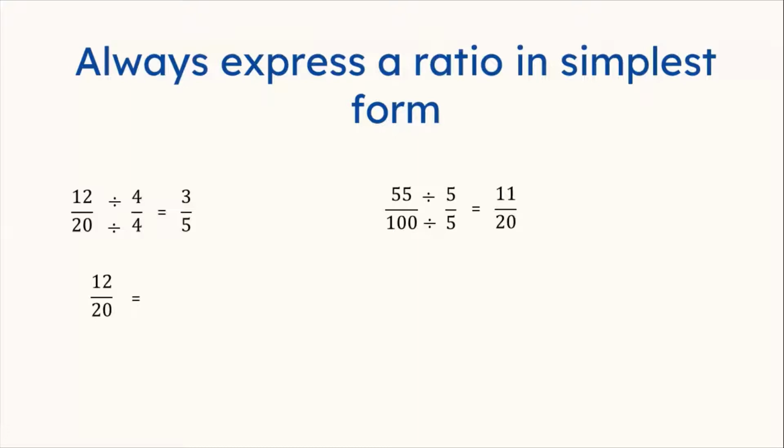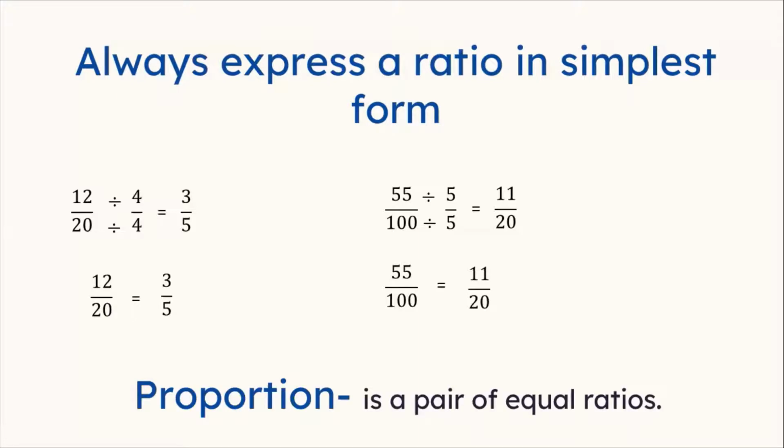As we can see, 12 over 20 is really equal to its simplest form, which is 3 over 5. Same with our second example, 55 over 100 is equal to its simplest form, which is 11 over 20. When two ratios are equal, we can say that these two ratios are proportional to one another. When we say proportion, it is a pair of equal ratios. So 12 over 20 is equal to 3 over 5, and 55 over 100 is also equal to 11 over 20. And they are proportional to one another.